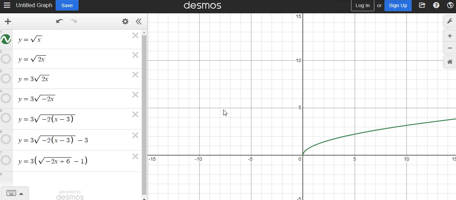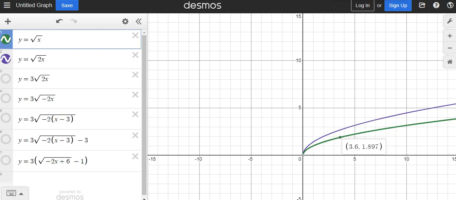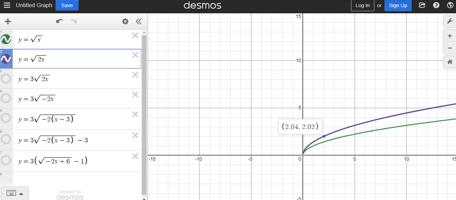First thing I apply in my DIRT acronym is the horizontal dilation. So that's the 2 that's here. Notice I've left the negative off for now. What that does, if you recall, is it takes all of my x values and divides them by 2. So instead of it being 4, 2, it's going to be 2, 2 on this graph. And you can see that's done all the way along for us here.